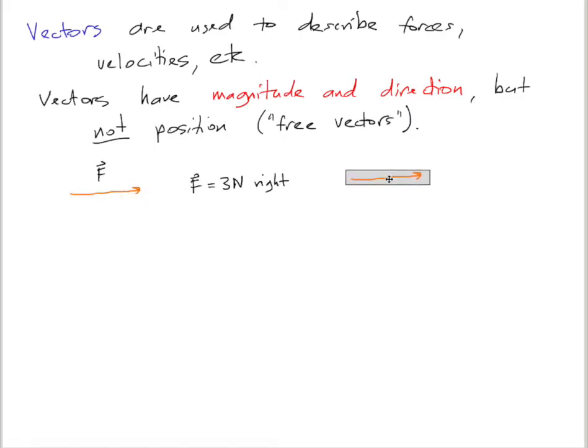We can take F here and we can move it around. So here's F again. Here's also another F. These are all the same vector F. These are not just different vectors that are equal to F. They're really the same thing. We just drew it in a different place.